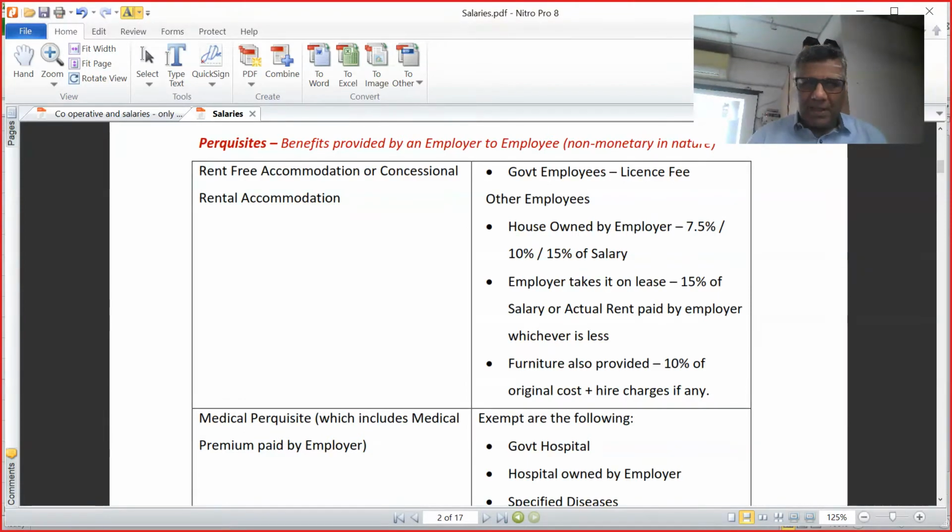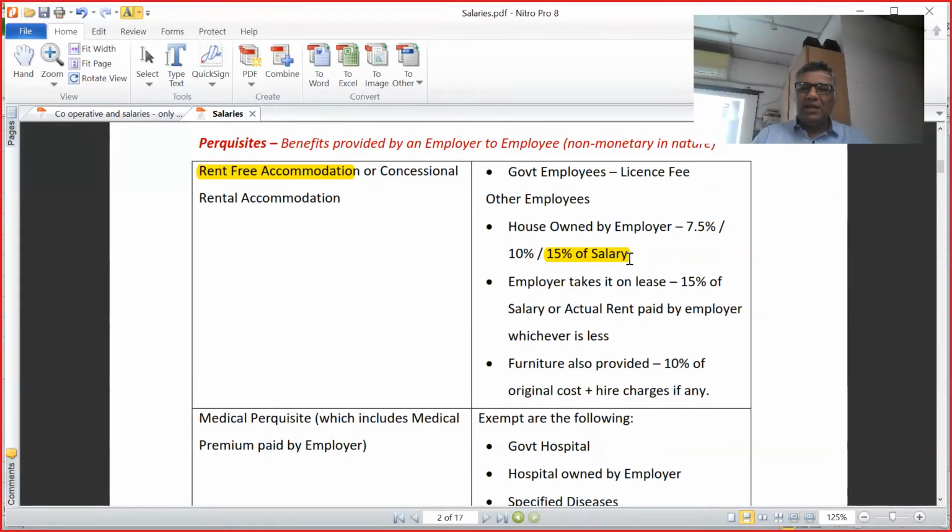Okay, rent-free accommodation. If it is owned by the employer, 7.5%, 10%, 15% of salary; it is enough if you remember 15% of salary. What are all the other things? Population of the area: if it is less than 10 lakhs, 7.5%. More than 10 lakhs, less than 25 lakhs, 10%. More than 25 lakhs, 15% of salary. The number of people walking in Ranganathan Street itself exceeds 25 lakhs. So what are we talking about less than 10 lakhs and all? So safely remember 15% of salary.